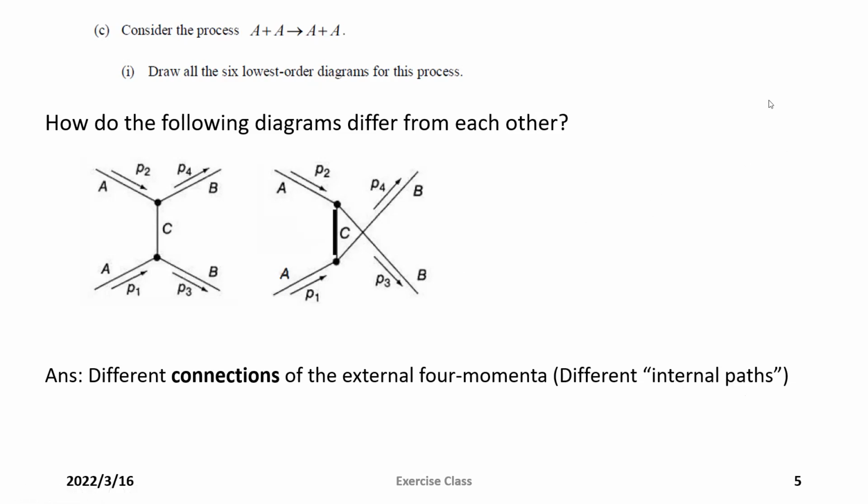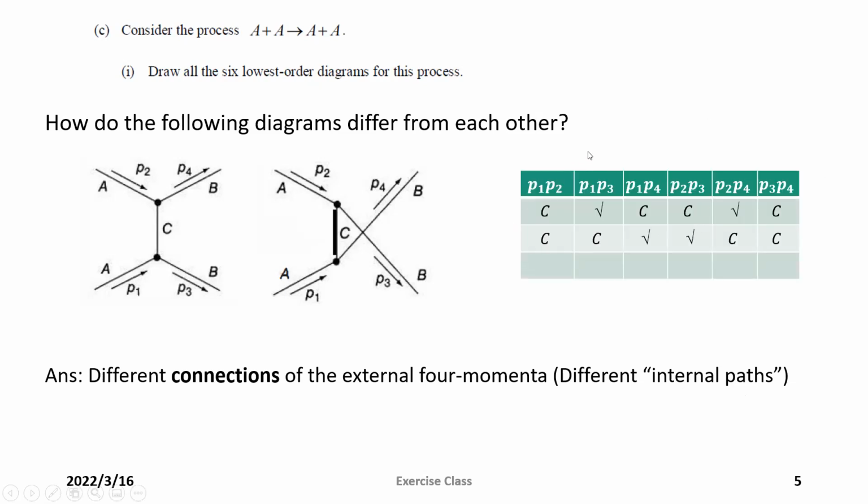And specifically, we can construct a table like this. So we can consider the connections between each two four-momenta. So let's consider the first diagram here. If we consider P1 and P2, they are connected by these C lines. So I just write a C here.